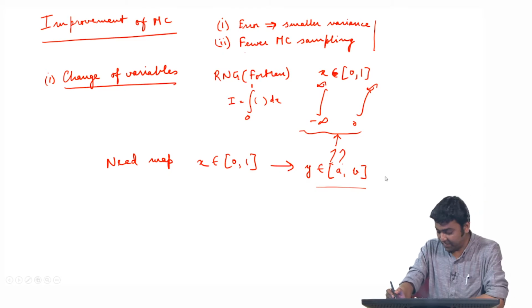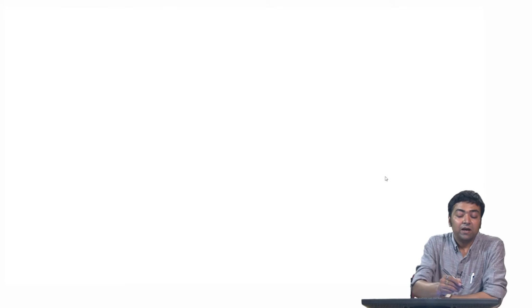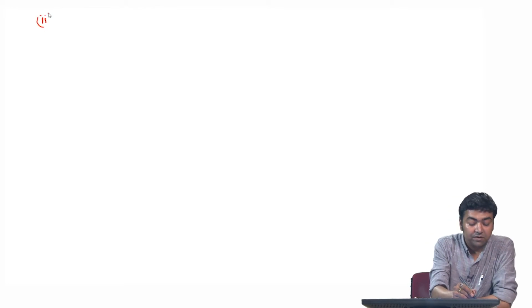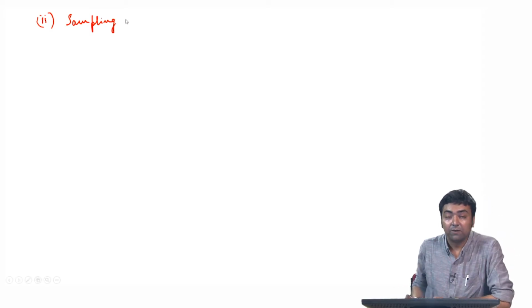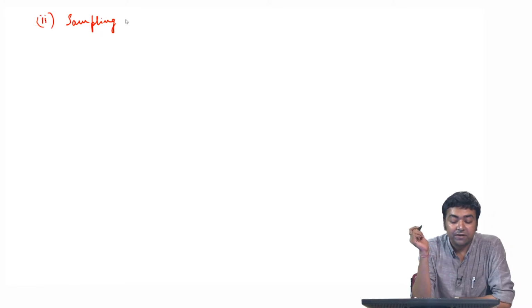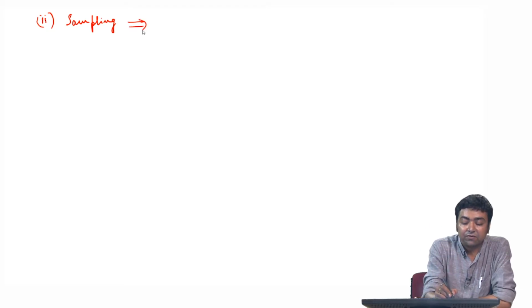Change of variables is one thing, and the second method is sampling. What does one mean by fewer sampling? What one means is that you intend to use as few random numbers as possible to compute the integral efficiently, and this sampling is related to the shape of the integrand.